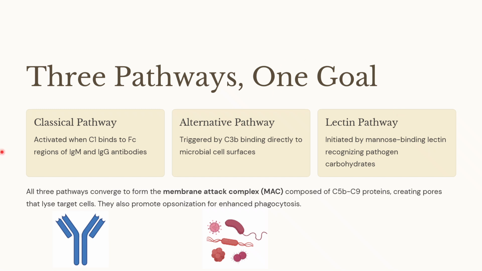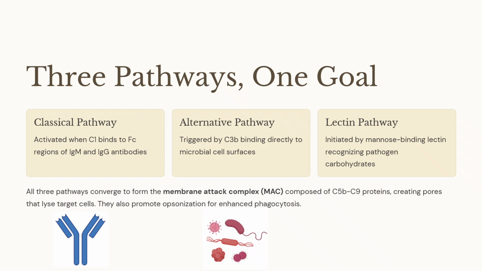What is classical? The complement gets activated through the classical pathway when C1 binds to the Fc region of the IgG or the IgM. Here we have the IgM antibody. Once the antigen or the microbe is attached to the Fab region, the complement is attached to the Fc region and it gets activated, finally resulting in membrane attack complexes. That is the classical pathway.